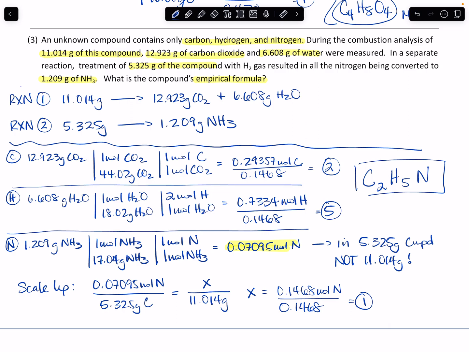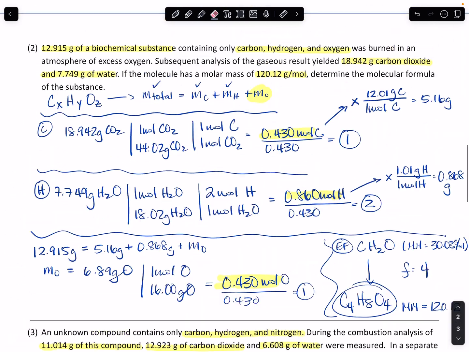Again, the combustion analysis part just makes you utilize combustion products to determine the moles of your carbon and hydrogen. And then either by subtraction to figure out the third element, or a scale up process like I showed you here if you have an extra reaction. Okay? Make sure you practice.